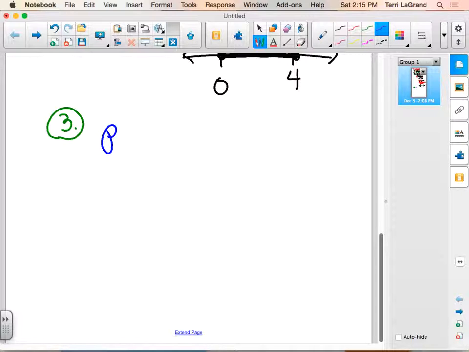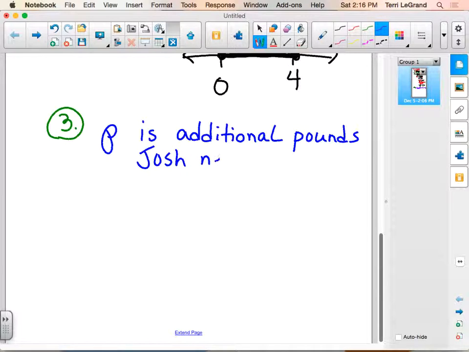So P is, it says how many more pounds, so this is like our last one, additional pounds Josh needs to break the record. Okay, so P is additional pounds Josh needs to break the record. Okay, so now let's go and figure out an algebraic inequality that could represent that.